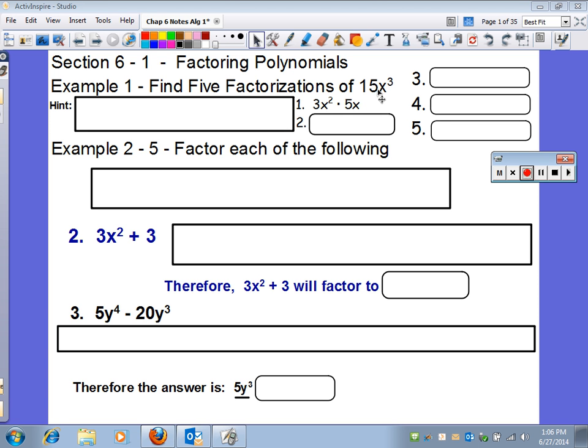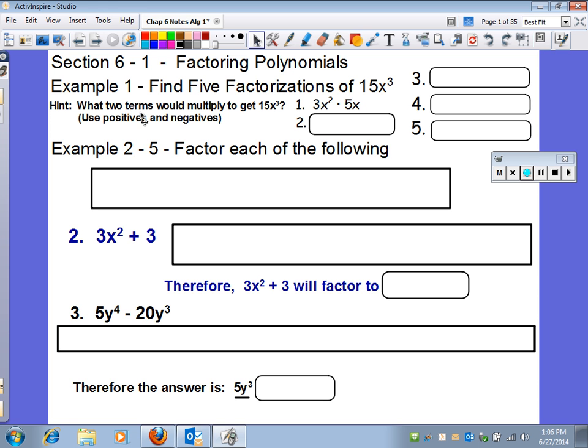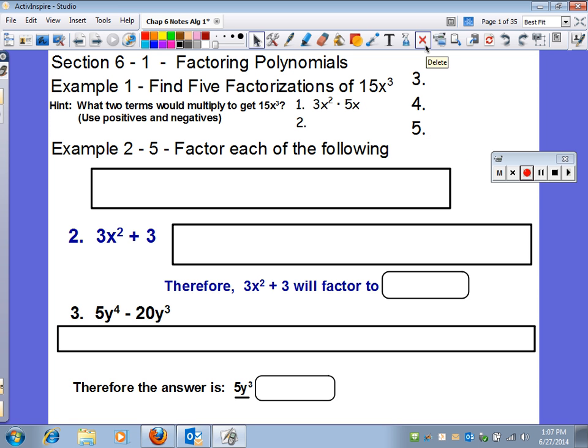Example 1 says find 5 factorizations of 15x to the third. Now let me give you the hint. The hint is, what two terms would you multiply to get 15x to the third power? And you can use positives and you can use negatives. So if you look at the first one here, 3x squared times 5x would be 15x to the third power. 3 times 5 would be 15, x squared times x would be x to the third. So your job is to write in these little spots here 4 more ways that you might get 15x to the third power.